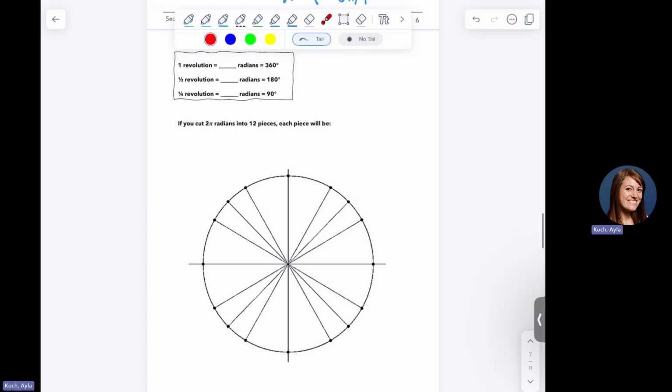We'll do this again and hit those outer spokes. Once again, we will say 2 pi is 360 degrees, pi is 180 degrees, pi over 2 is 90 degrees. We're going to cut into 12 pieces this time. So cutting in half, now we have 2 pieces. And then cut into thirds.